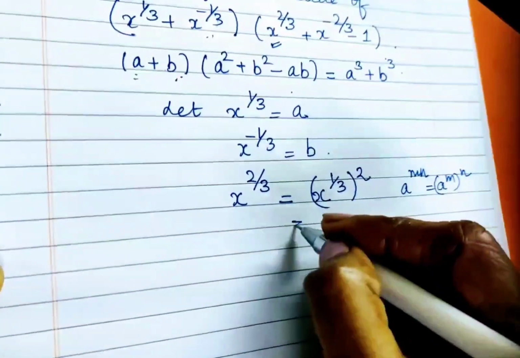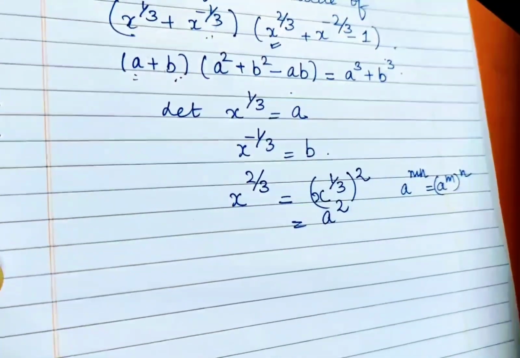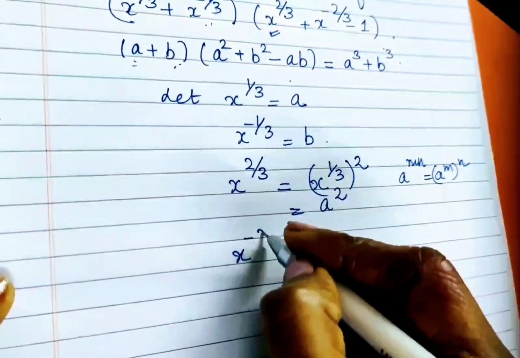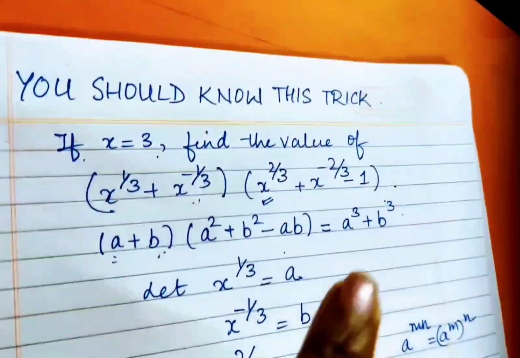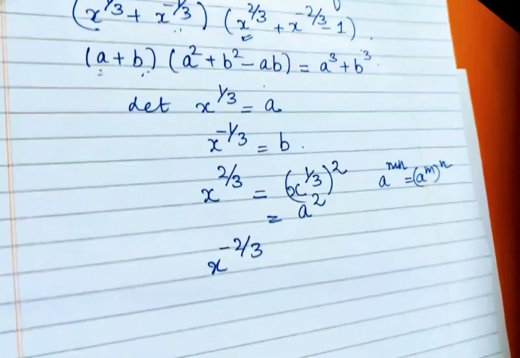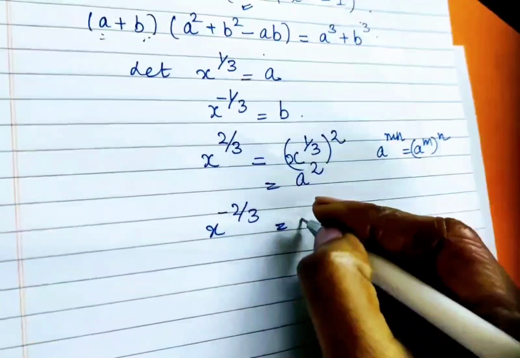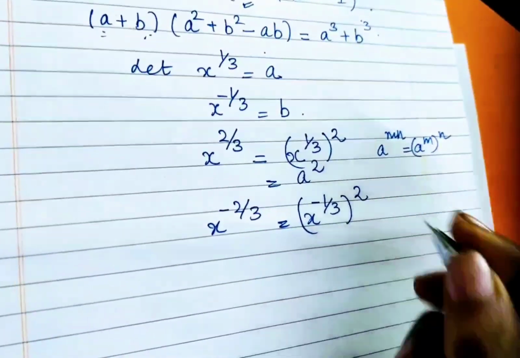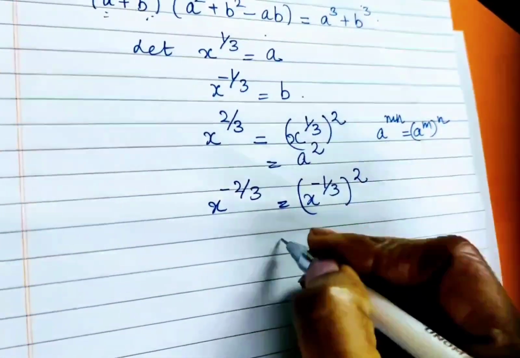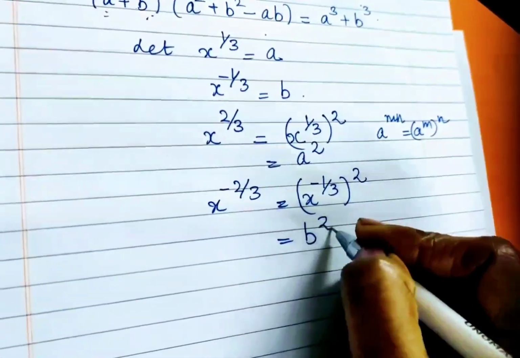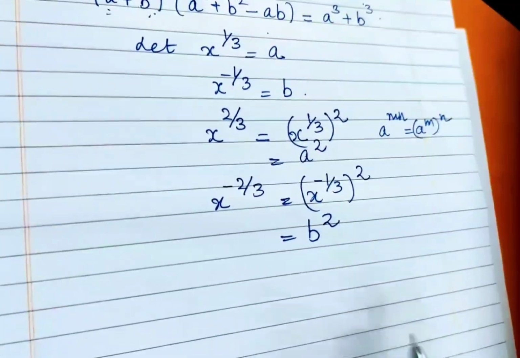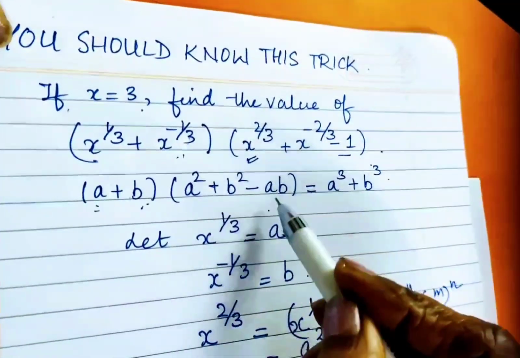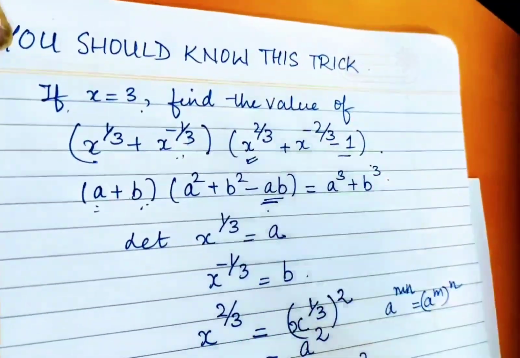So this becomes a ka square. In the same way, we have x ki power minus 2 upon 3 in the question here. So what we will do? We will write this as x ki power minus 1 upon 3 and we will take 2 outside. So what do we get is b square. Now what is left is minus 1 in the question. So what we will do of this minus 1? We have to convert this as ab.